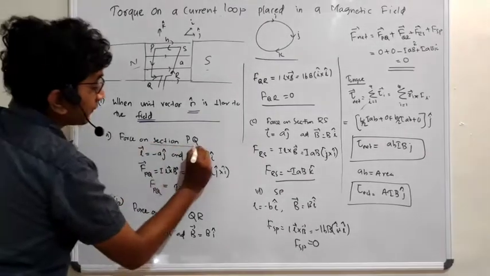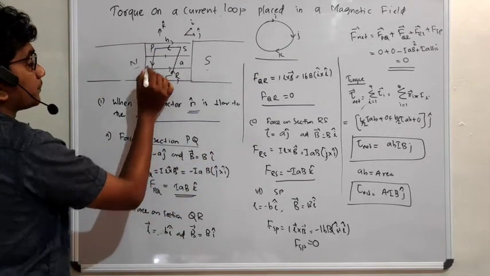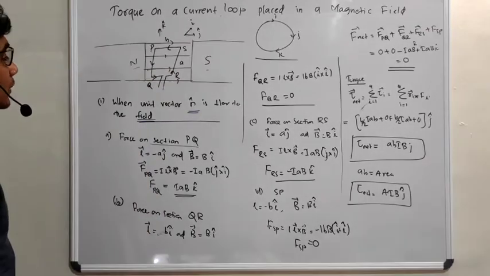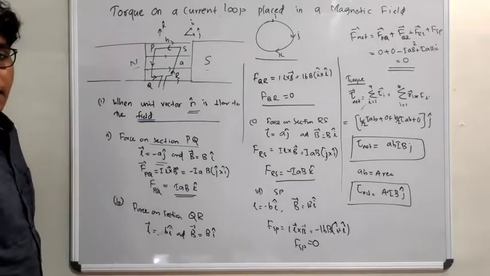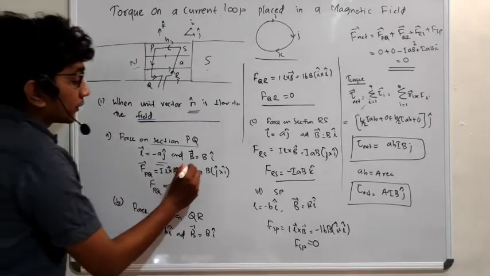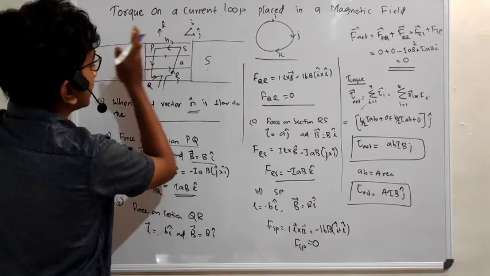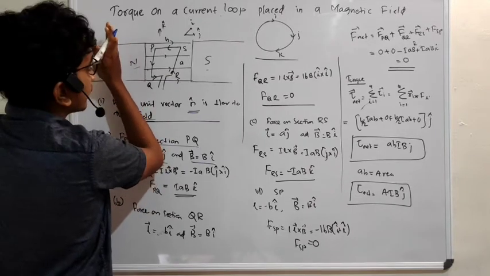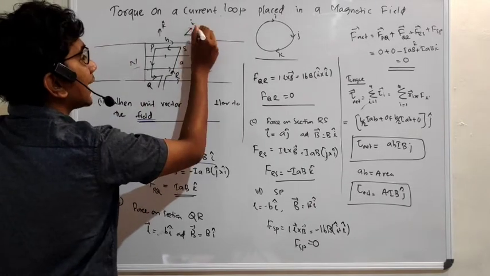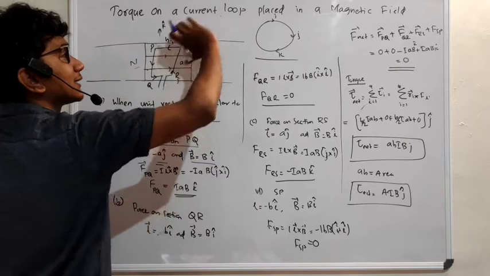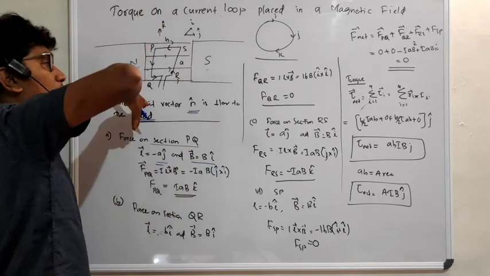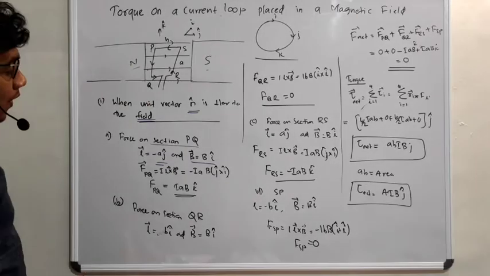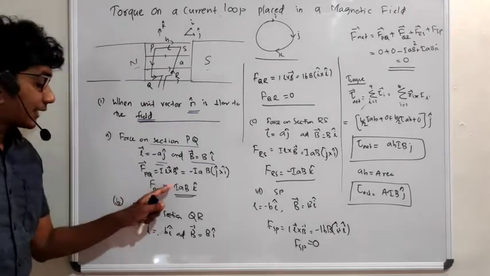Then we will move on. Force acting on section PQ. First, we will consider PQ. And what about the length? Length is in the minus j direction. And B, the magnetic field, is always from this direction to this direction. This is the I direction. So we consider this is I, this is J up, J down, minus J. And then we consider K, that is force.